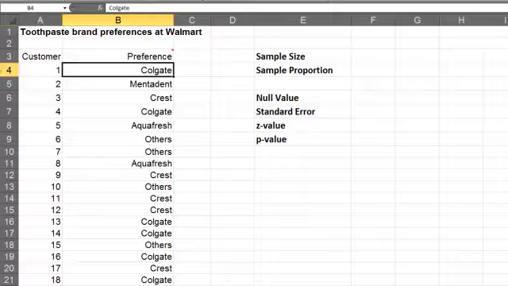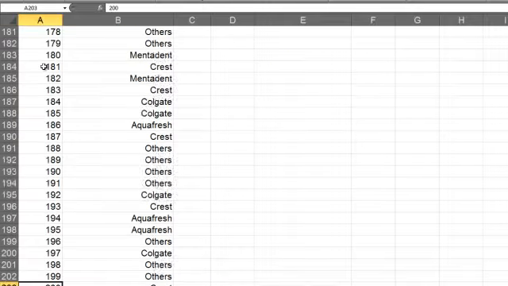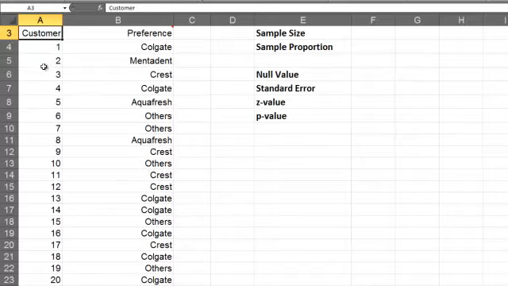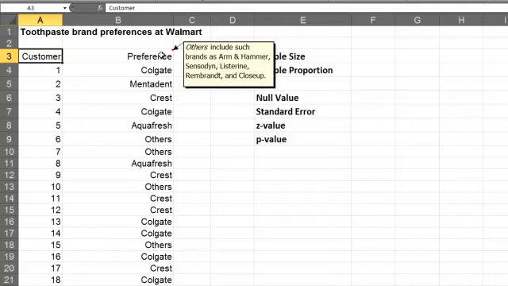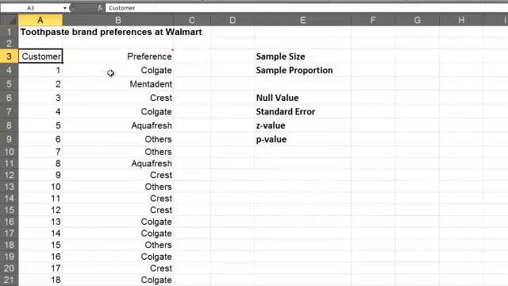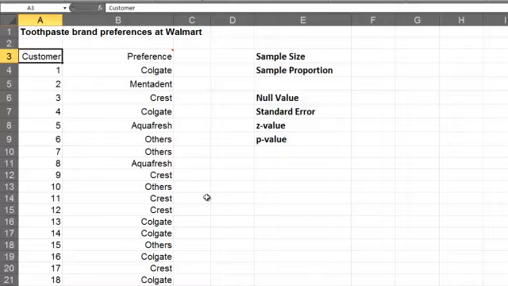And here we have a number of customers, and in this case they've selected a sample of 200 customers, and in each case the customers were asked what their preference was in toothpaste. So you have this listing of values: Colgate, Mentadent, Crest, Colgate, etc. Others, which includes a variety of other brands. And what we'd like to know is, from this sample, what's the proportion of observations that recorded Colgate as the preference.